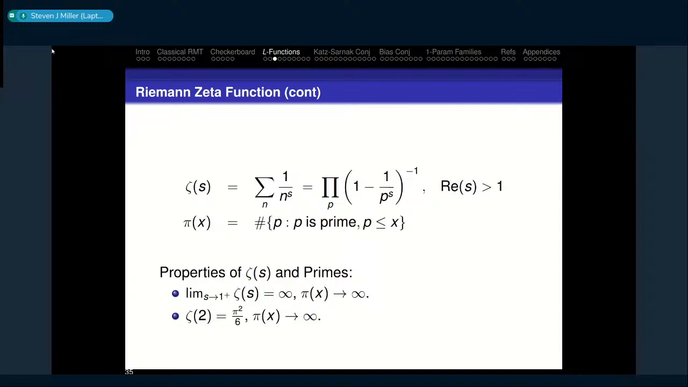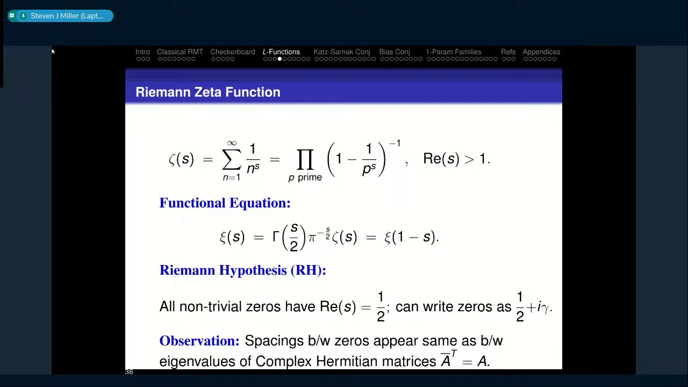The Riemann zeta function satisfies a functional equation when you put in a couple of gamma factors, relating its values at s to values at 1 minus s. The Riemann hypothesis states that all of these non-trivial zeros have real part 1/2. So there are trivial zeros at the negative even integers coming from the gamma function, and all the other ones we can write as 1/2 plus i gamma.